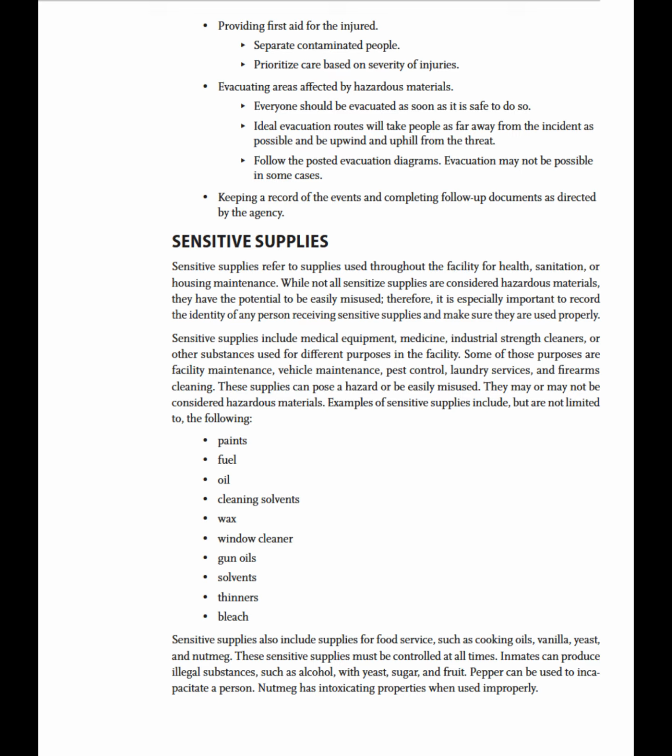These supplies can pose a hazard or be easily misused. They may or may not be considered hazardous materials. Examples of sensitive supplies include, but are not limited to, the following: paints, fuel, oil, cleaning solvents, wax, window cleaner, gun oils, solvents, thinners, bleach. Sensitive supplies also include supplies for food service, such as cooking oils, vanilla, yeast, and nutmeg. These sensitive supplies must be controlled at all times.